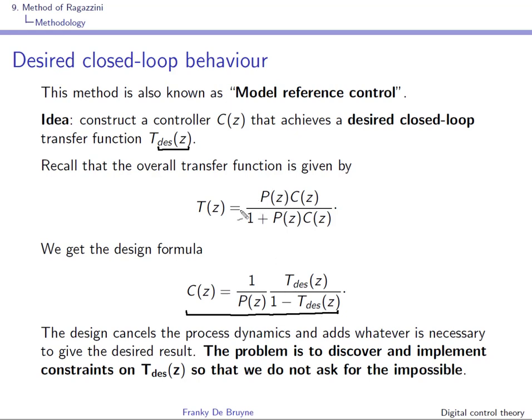We have also seen that it is very important to ensure that you do not cancel zeros of the process that are located in this region over here, because otherwise you will have alternations and oscillations in the control energy, and this will be associated with hidden oscillations.